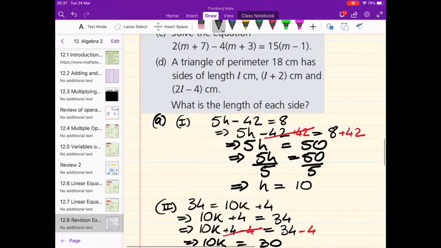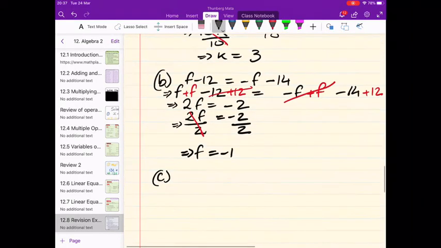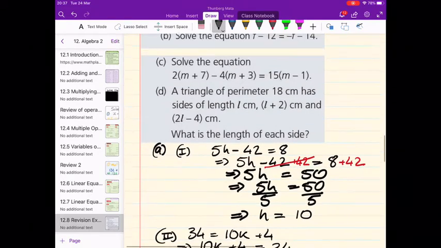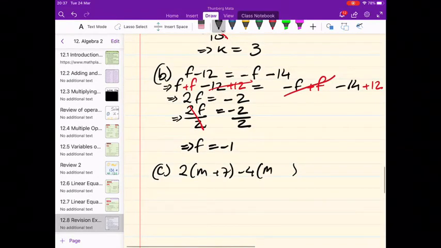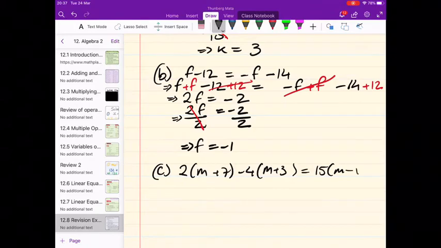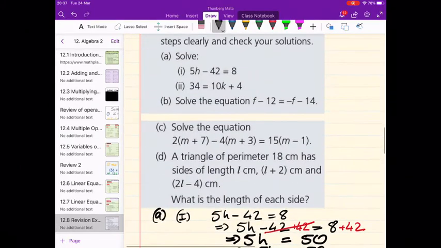Now part C, I think, is a bit longer, but I'm multiplying in it. Yeah, so we have 2 on m plus 7, minus 4 on a bracket, I think it was, m plus 3 equals 15 on m minus 1, I think.